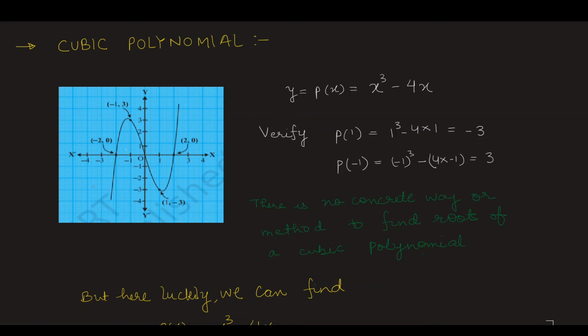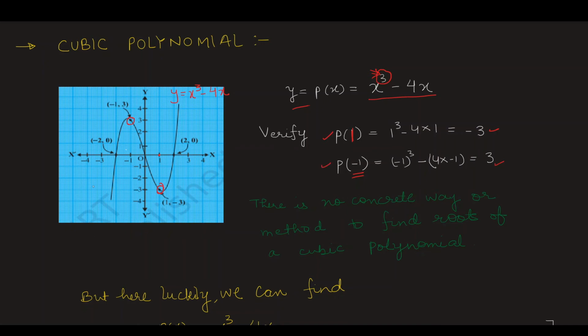Suppose we take an example of x cube minus 4x, y is equal to x cube minus 4x. This is a cubic polynomial because its degree is 3. This is the graph of y is x cube minus 4x. First verify it. At x is equal to 1, its value is minus 3. At x is equal to minus 1, its value is 3. These points are at x is equal to 1, y is minus 3, and x is equal to minus 1, y is 3. So this graph is correct because p of 1 and p of minus 1 are showing here and satisfying this equation.